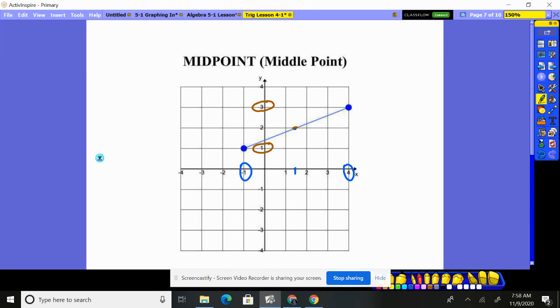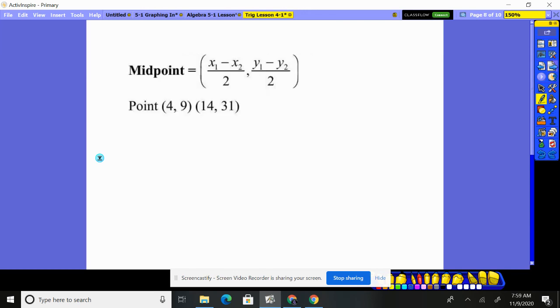And there it hits. So to find the middle, all we have to do is find the middle of our x's and the middle of our y's. The same way we always find the average of 2 test scores. You add them together and divide by 2. So basically our midpoint is, somebody was up late and typed it wrong. You got to add your x's together, divide by 2, add your y's together, and divide by 2.